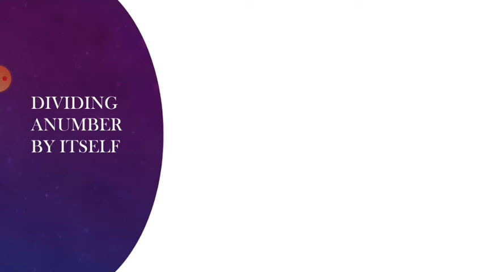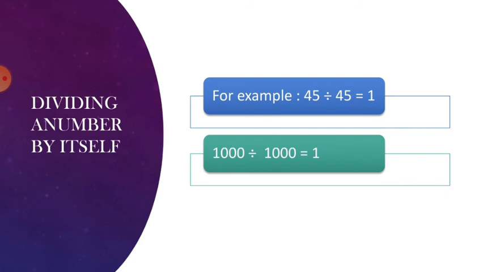Now the next property is if we divide a number by itself. See the example. 45 divided by 45 is equal to 1. Second example, 1000 divided by 1000 is also equal to 1. So, if we divide any number by itself, we get the answer or the quotient as 1.